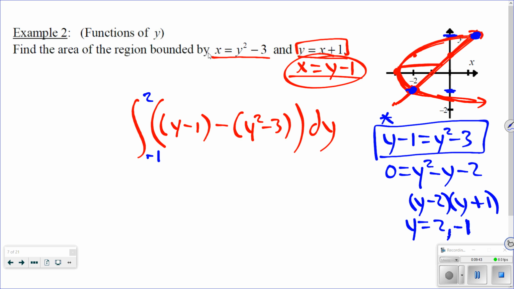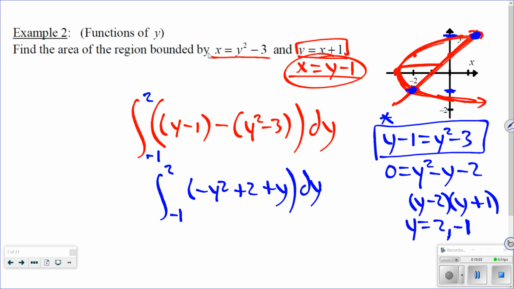I'm going to simplify that inside a little bit. So we'll go from -1 to 2. I'm going to have y minus 1 minus y squared plus 3. So -1 plus 3 is a +2. I think we got it all there. I just combined some like terms there before I integrate. Go ahead and integrate it. I would have negative y cubed over 3 plus 2y plus y squared over 2.